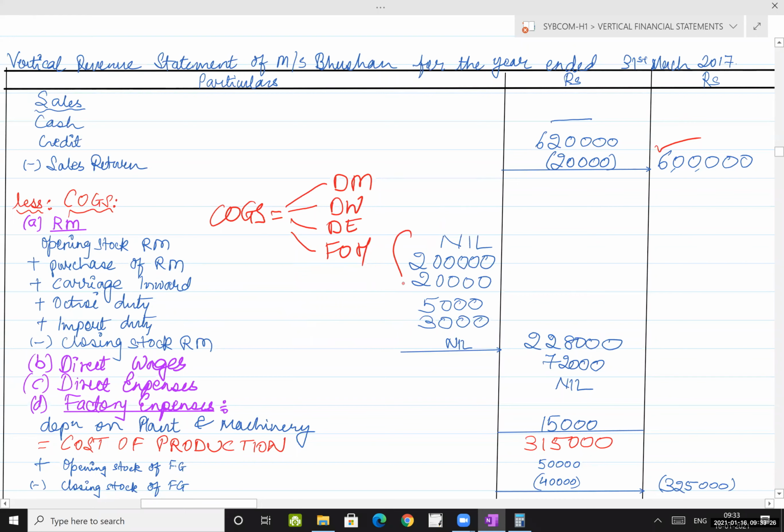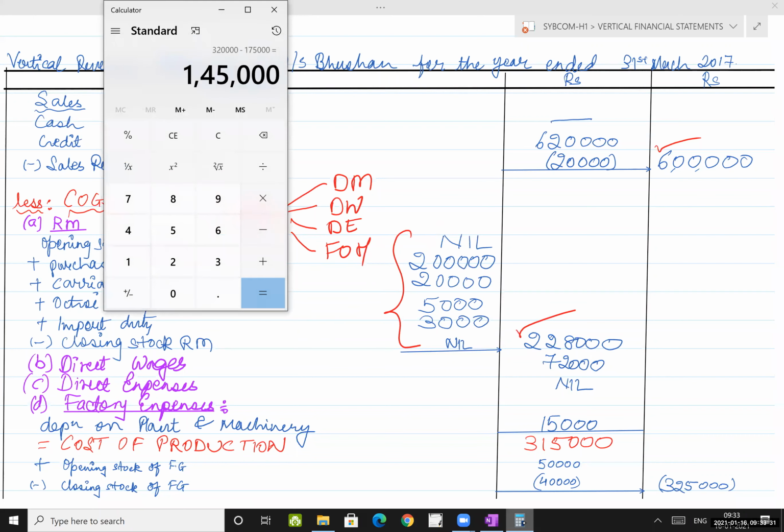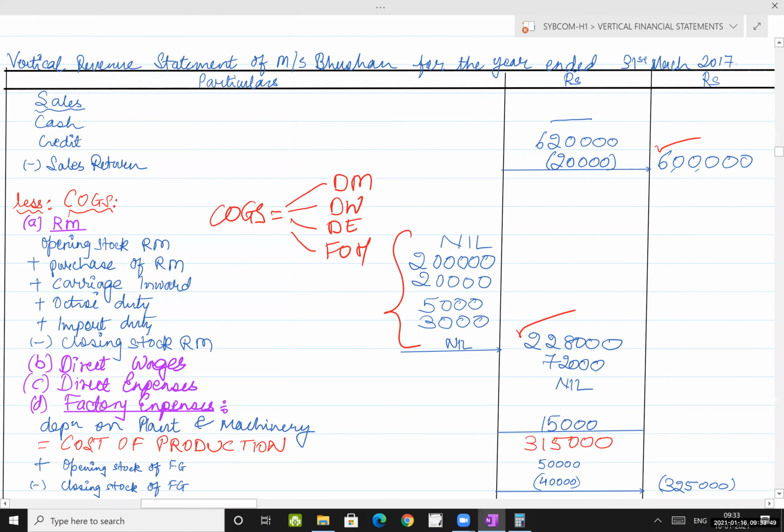Okay, then total this and take it in the output. So this is 2 lakh and then 20, 2 lakh 20. 2 lakh 20 plus 5,000 plus 3,000 is how much? 2 lakh 28. So if anybody asks you what is raw material consumed for this sum, this is the answer. This is raw material consumed. मेरे एग्जाम में ये 2 marks के लिए आता है, तो this is how you will calculate.